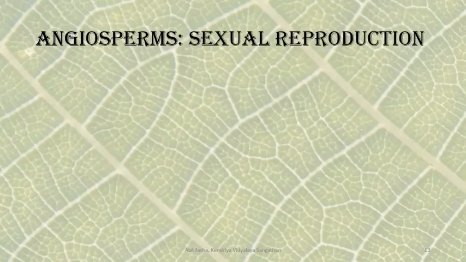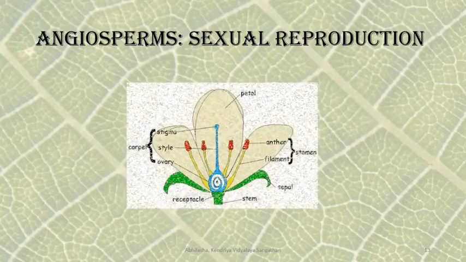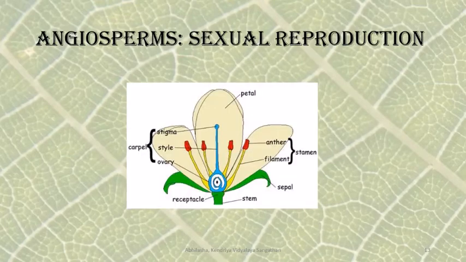For sexual reproduction, an angiosperm plant produces a flower. This is a modified shoot. You have studied about microsporophylls and megasporophylls in pteridophytes and gymnosperms. Here they are known as stamen and pistil.